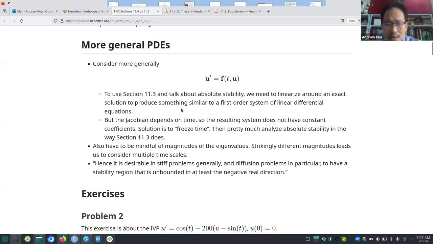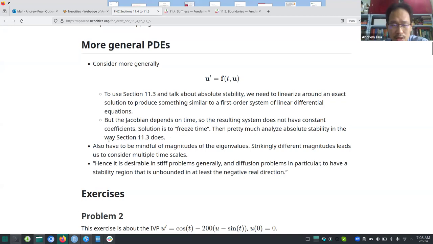The problem is that when you do the linearization, you get the matrix of first derivatives, or if we stick to the scalar case, the derivative of F with respect to U at some point, and that derivative could depend on time. As a result, the resulting system, although it looks linear, doesn't have constant coefficients. So the suggested solution is to freeze time at a particular instant and then analyze absolute stability at different time points that you choose to freeze time for.